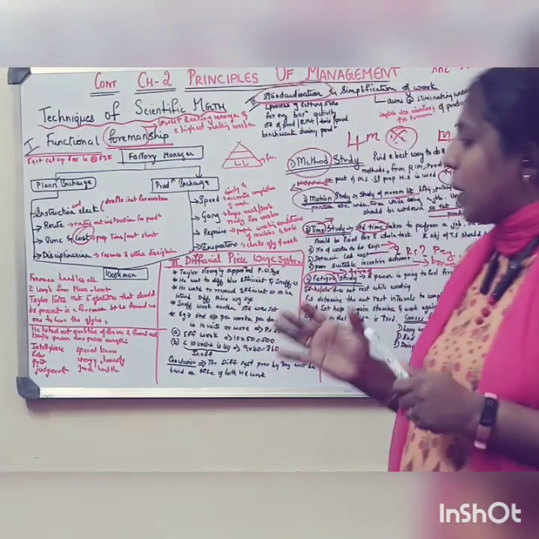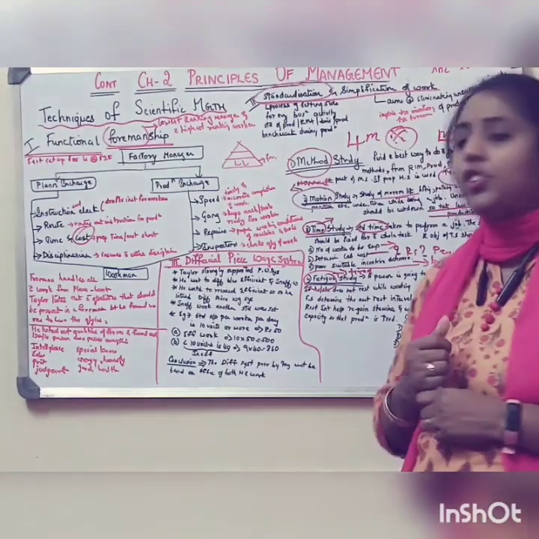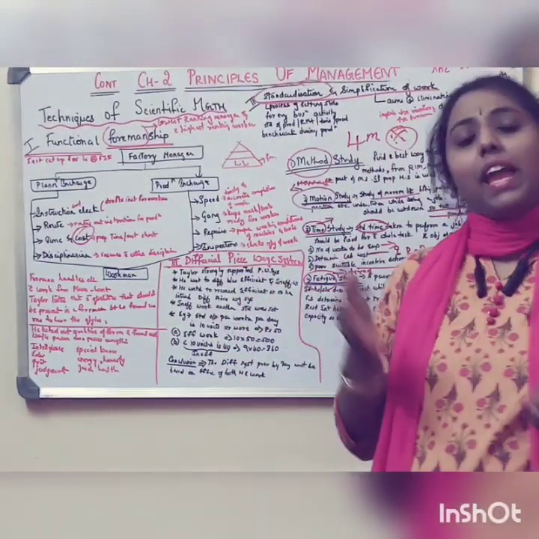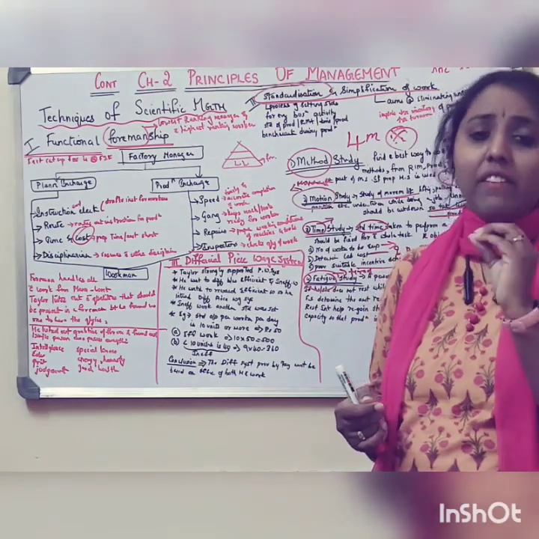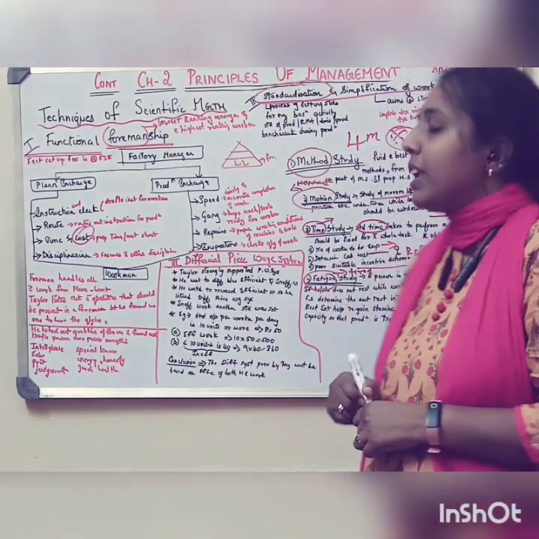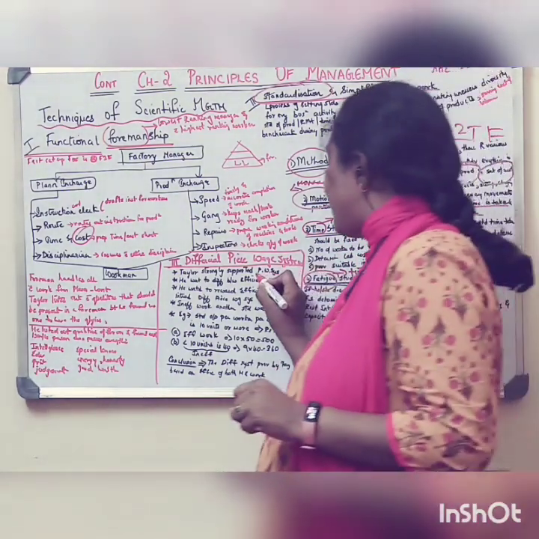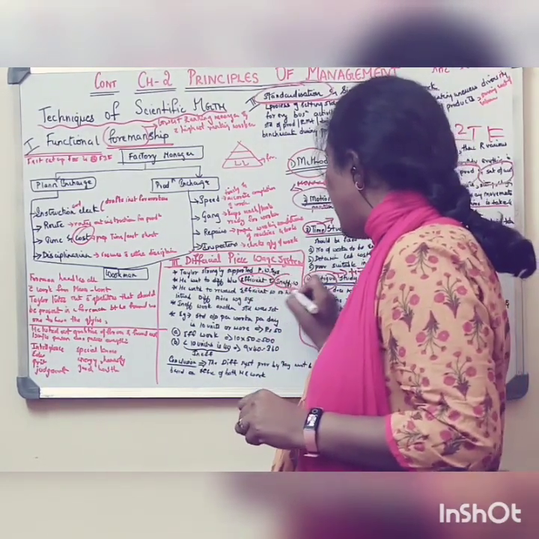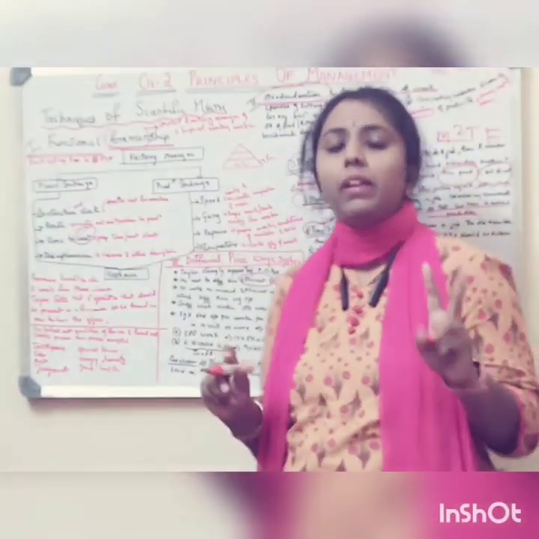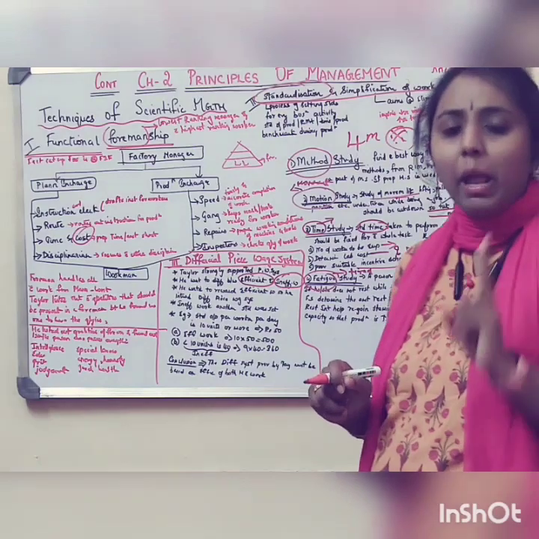Now, the last topic that we need to cover to end this chapter is the differential piece wage system. I told you this may come, may not come, but it is a very easy meaning and a very easy answer. I will teach you that way. Two words that you need to remember: it speaks about efficient and inefficient workers or employees.